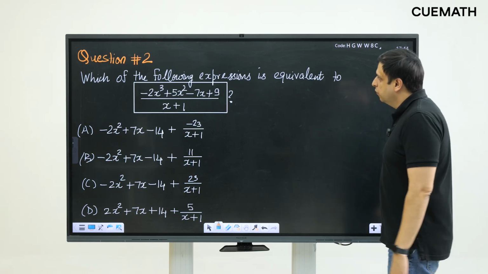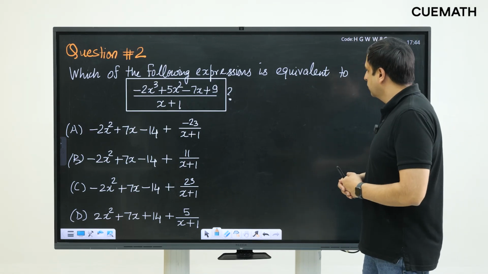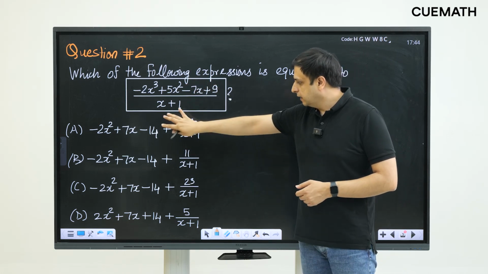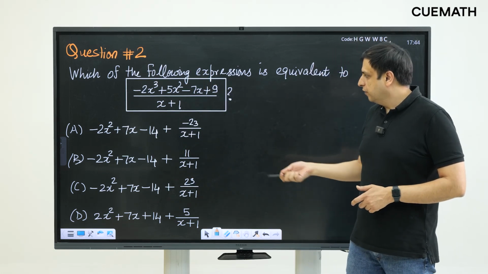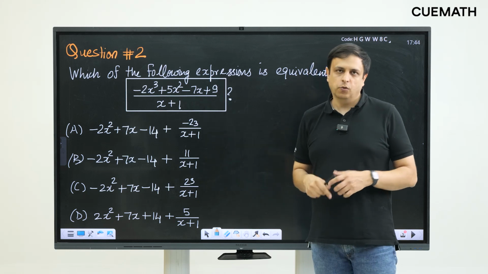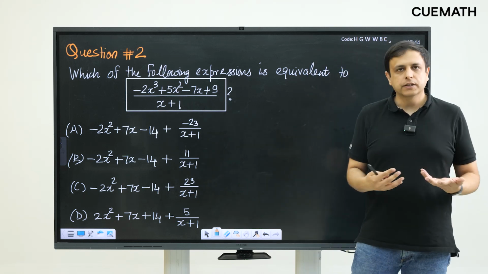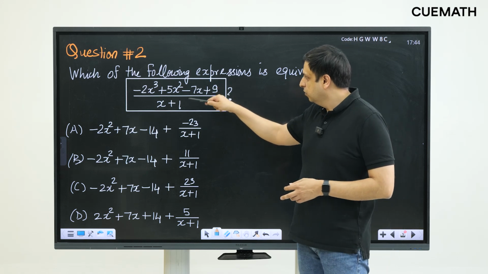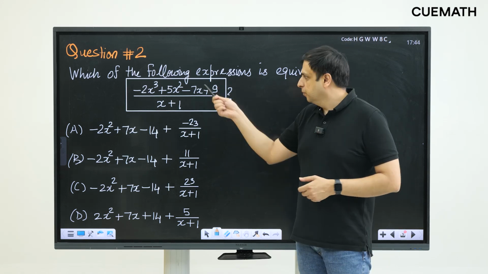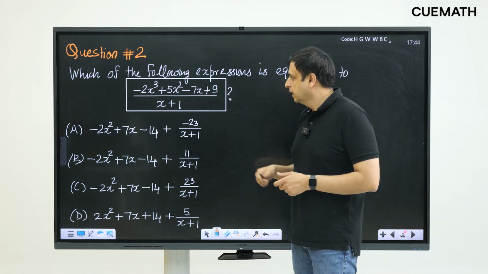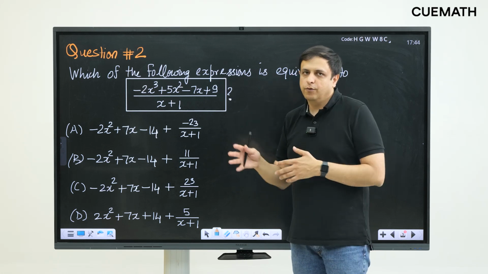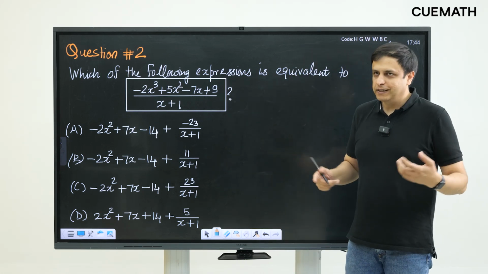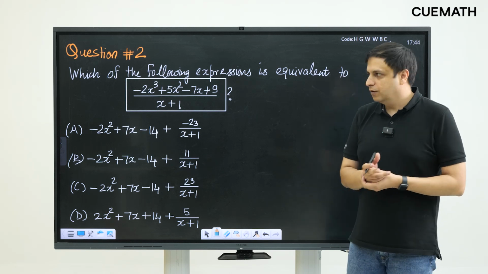Here is question number 2. Which of the following expressions is equivalent to this expression here? So, we have this expression here and then we have 4 expressions and we have to find which of these 4 is equivalent to this. So, once again, if you do it the traditional typical way, this would be fairly lengthy. You would have to do a long division of this cubic polynomial by this linear polynomial and then figure out what is the quotient and what is the remainder and so on. And obviously, we will be smarter than that and we will make our own substitution.